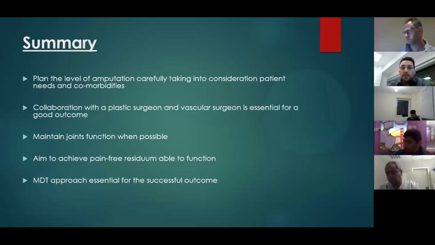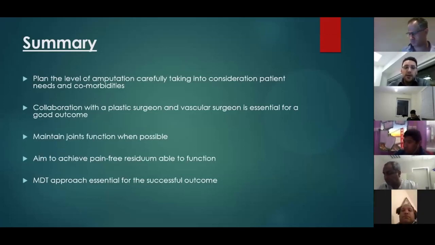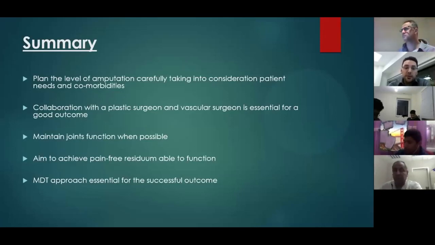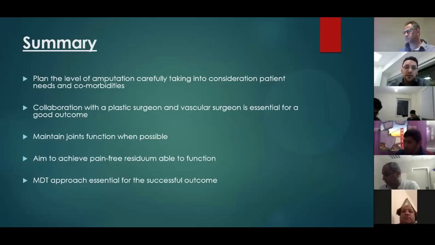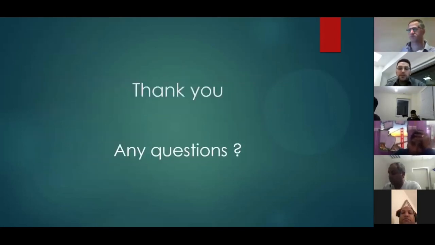So when you think about level of amputation, if you decide to go below knee amputation, you have to consider the state of the knee function, if the patient already has pre-existing fixed flexion deformity or severe arthritis in that joint. So that might change your decision. Aim to achieve a pain-free residuum, able to function. MDT approach is essential for a successful outcome. Thank you.